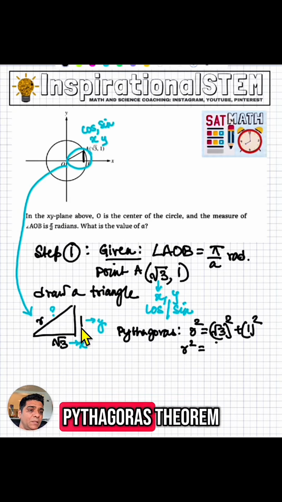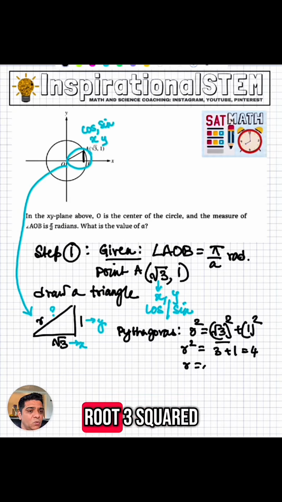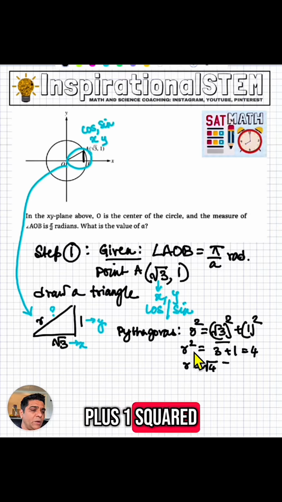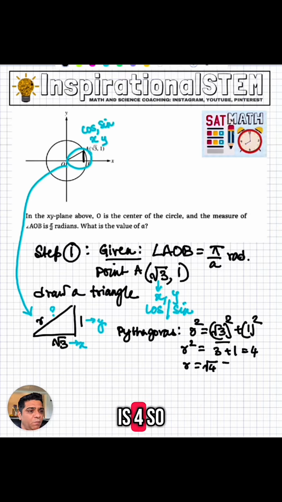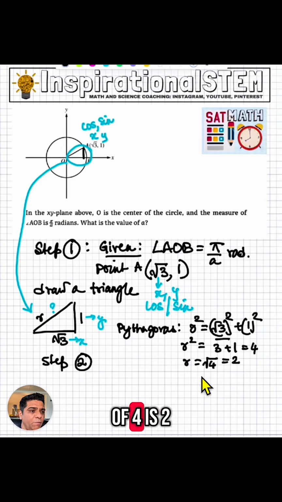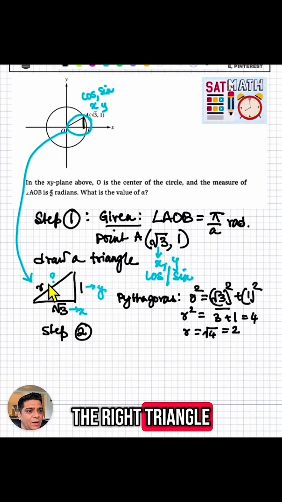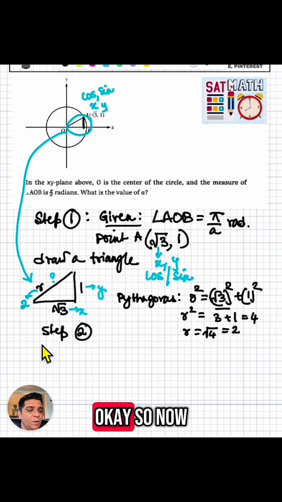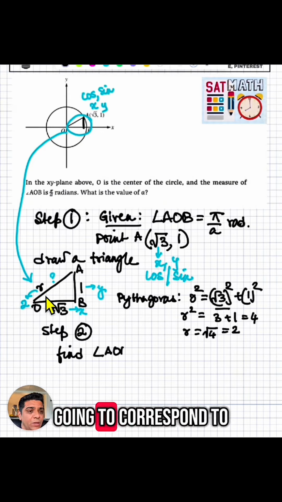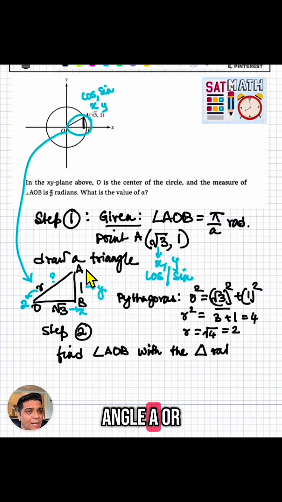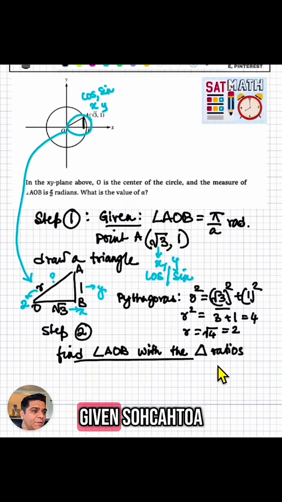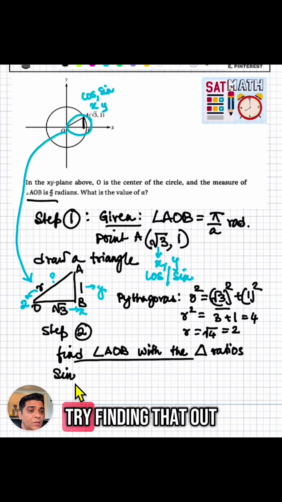Using the Pythagorean theorem, r squared is √3 squared plus 1 squared, and that is 3 plus 1, which is 4. So r is the square root of 4, which is 2. So we calculated the right triangle to have a hypotenuse of 2. Now we can go ahead and use SOHCAHTOA to find what that angle corresponds to. So let's find angle AOB with SOHCAHTOA.